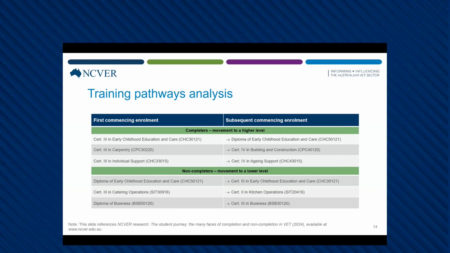The bottom 3 rows are then looking at the most popular combinations for non-completers who then went to something at a lower level. So here we're seeing the same pathway in early childhood education and care, but now it's in reverse. So students who are not completing the diploma level are then going to enroll in the Certificate 3 instead. And the other pathways here also show that alignment between the first and the subsequent qualification that students are undertaking.